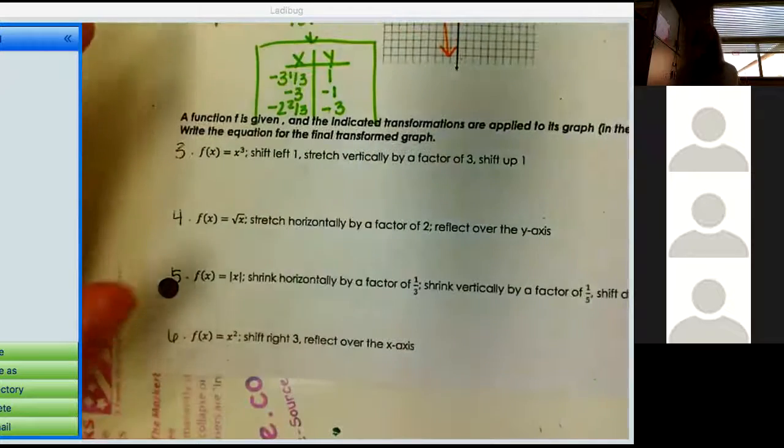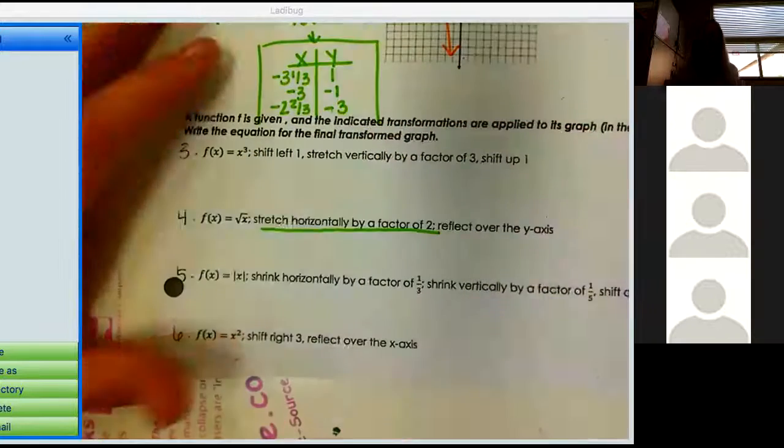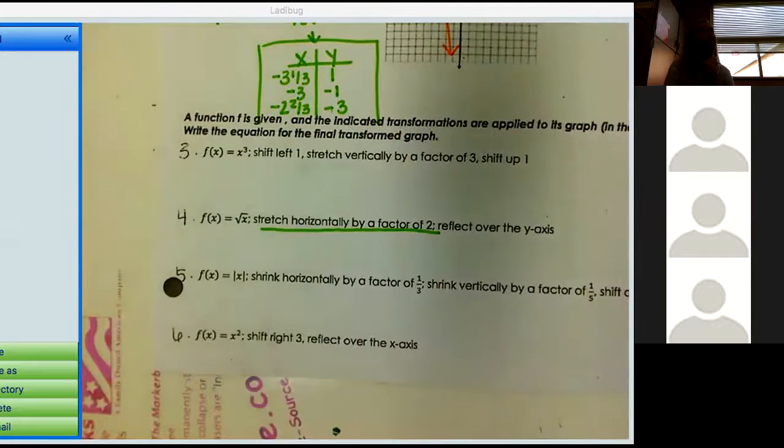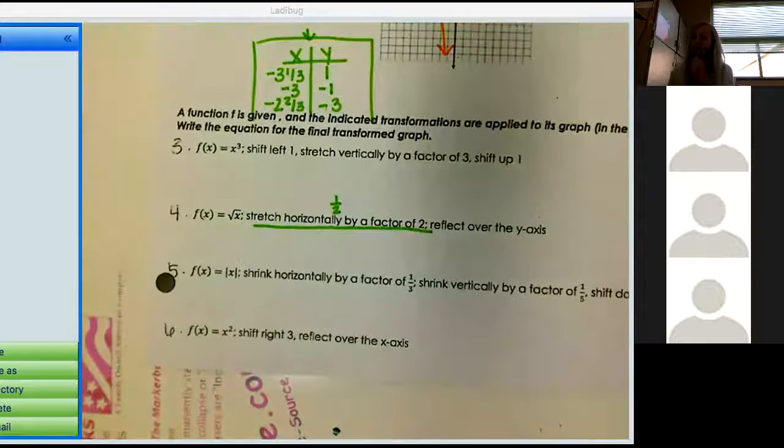For number 4, if we stretch it horizontally by a factor of 2, what should the equation say? 1/2. Very good. Remember, the equation makes it look like it would be a compression because it's your x. It's in disguise. Looks opposite. It's really a stretch. So my equation is going to have 1/2 inside with the x.